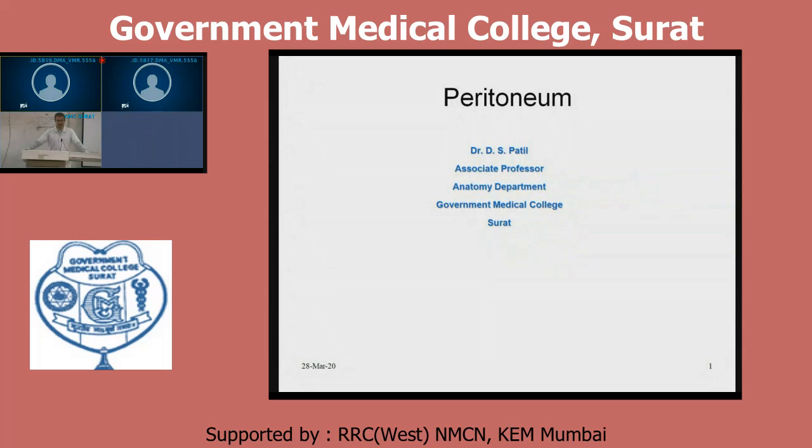Now what is peritoneum? Peritoneum is a serous sac. It is a closed serous sac. It is a large serous sac present in relation with the abdominal parietes and abdominal viscera. As it is a serous sac, it will cover the inner aspect of the abdominal wall, then it will cover the viscera present inside the abdominal cavity. But there is a small difference.